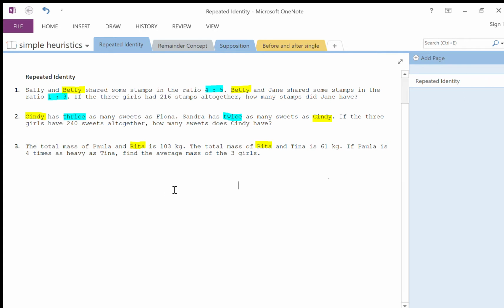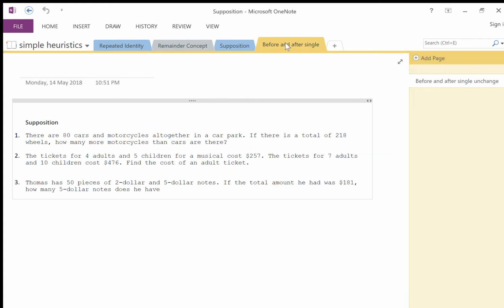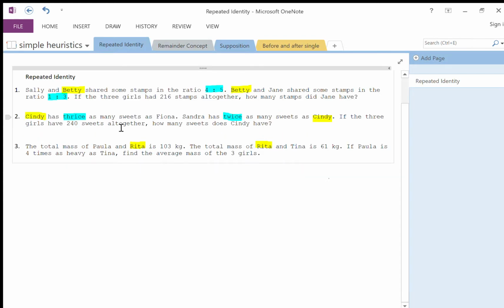Now, what we're going to do is identify some of the common heuristic questions that students have to learn how to do. So we are starting with 4. The first one is the repeated identity. Second one, remainder concept, supposition, before and after, single unchanged. So let's take a look at repeated identity.